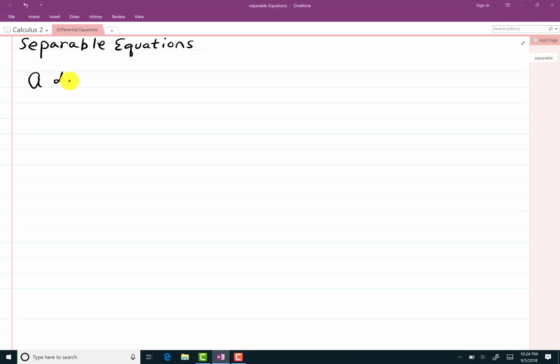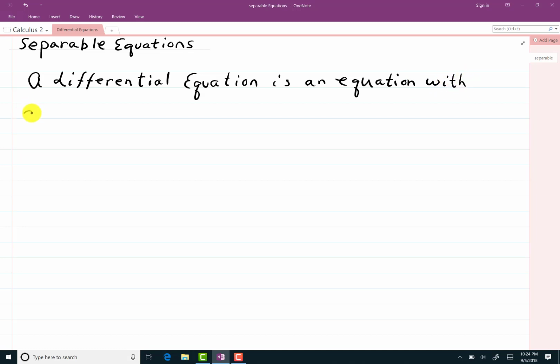A differential equation is simply an equation with derivatives in it. This course is focused on methods for solving such equations. And so with that in mind, let me start with the very first thing that's usually talked about, and that's differentials.